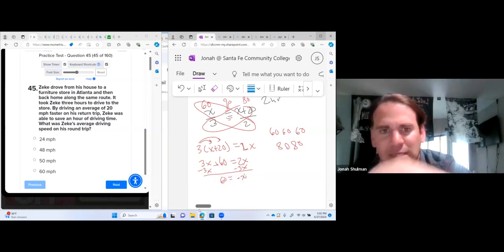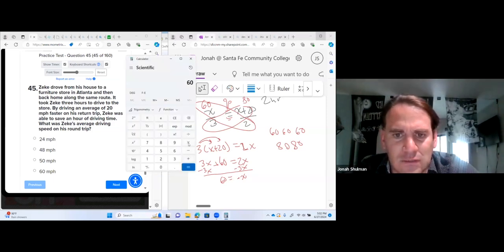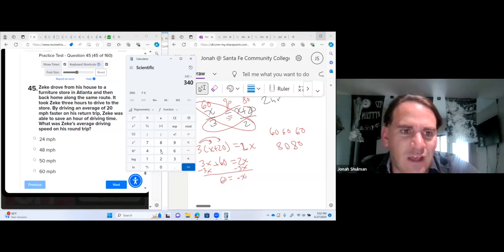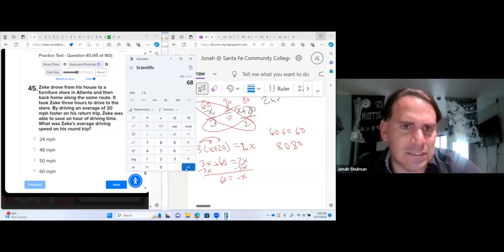Looks like I still made a mistake here. That's okay. So it's 60 times 3, and then it's 180 plus 160 divided by 5 because we have 5 hours. I got 68 miles per hour. That is not a choice. That is not a choice. So let's see what it is.